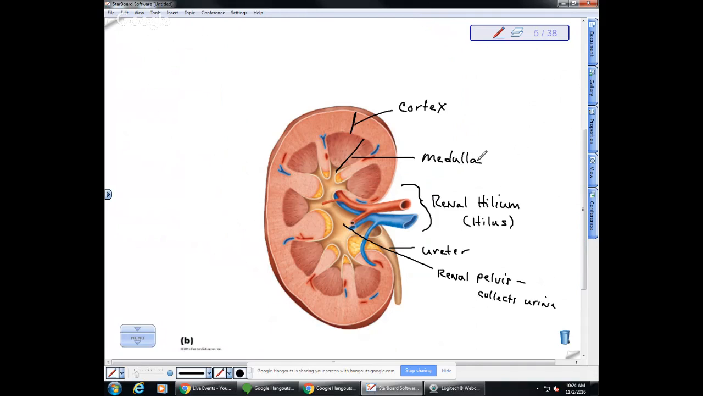We also see these weird shaped areas in the kidney, and these are called renal pyramids. So I'll say that this is a renal pyramid. There's more than one.